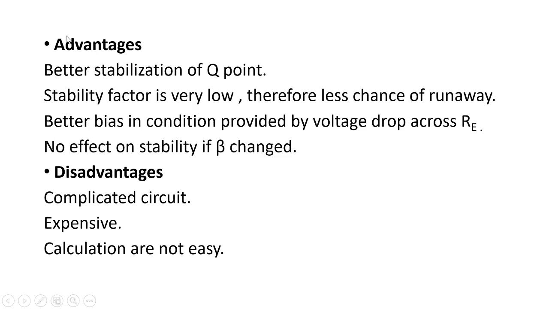Now, the advantages of this method: first, better stabilization of the Q point. Second, the stability factor is very low, therefore less chance of thermal runaway. And third, better bias condition is provided by the voltage drop across RE, and there is no effect on stability if beta changes. Disadvantages of this method: first, it is a complicated circuit. Second, it is an expensive circuit, and calculations are not easy.